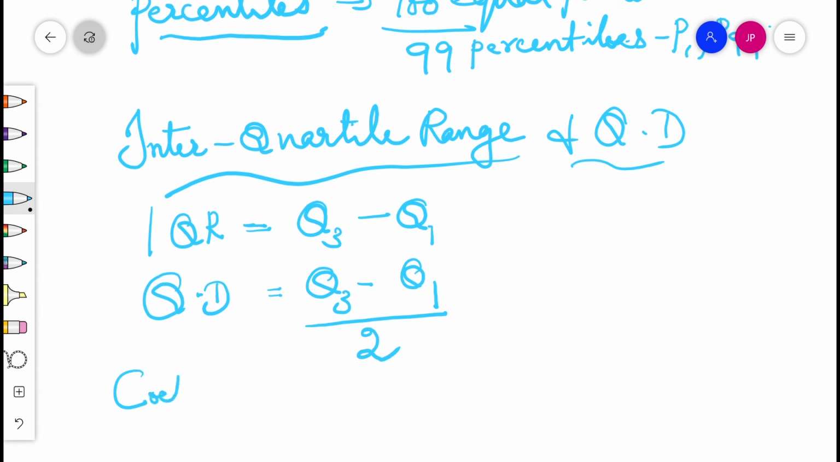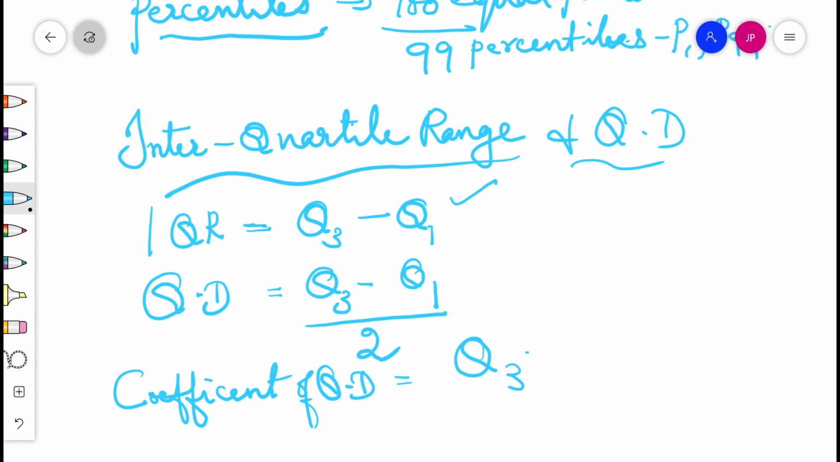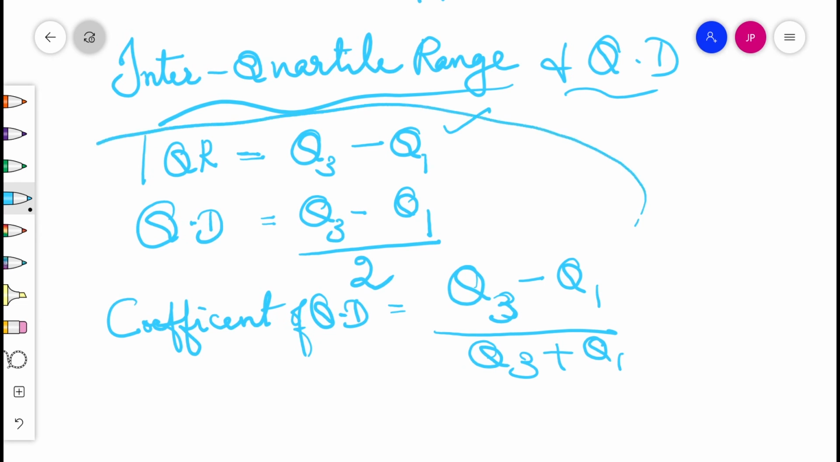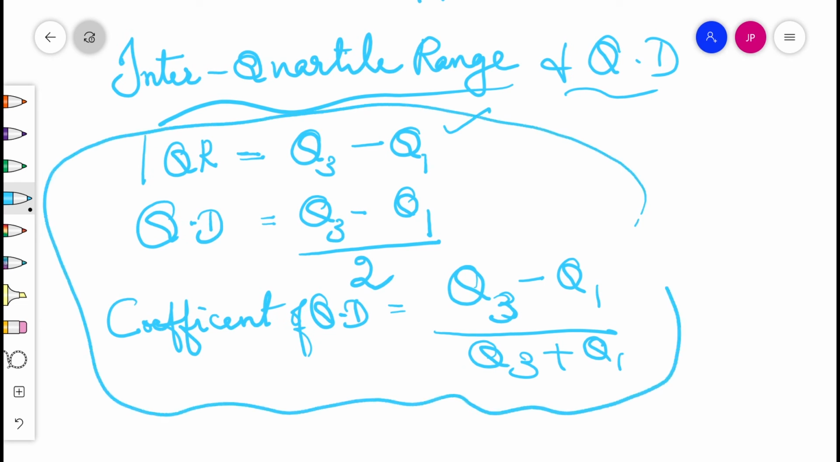Coefficient of quartile deviation, that is a relative measure of quartile deviation, is coefficient of QD. QD stands for quartile deviation. So as numerator, same Q3 minus Q1 divided by Q3 plus Q1. Put this formula in your mind and learn thoroughly.